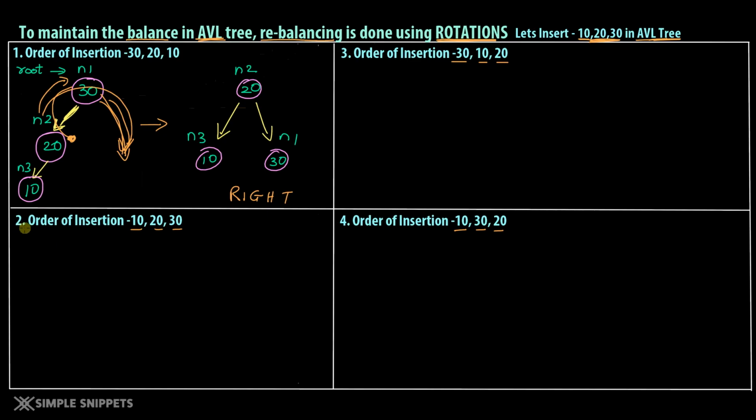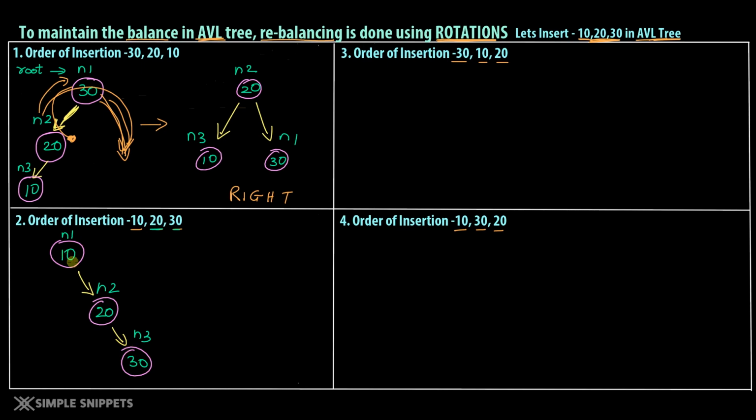Let's see the scenario 2, where the order of insertion is 10, 20 and 30. So first you insert 10. Let's call it N1. Then you are inserting 20. So 20 is greater than N1. So it would be the right child of N1. So you get 20. Let's call it N2. And then you want to insert 30. So 30 is again going to be the right child of N2 because 30 is greater than 20. Let's call it N3.